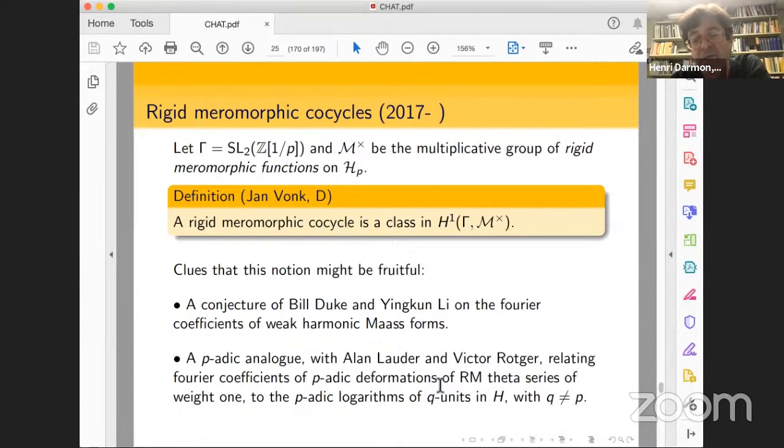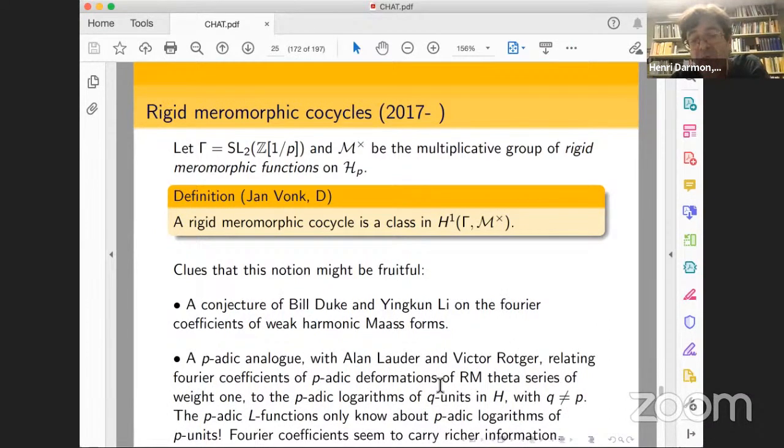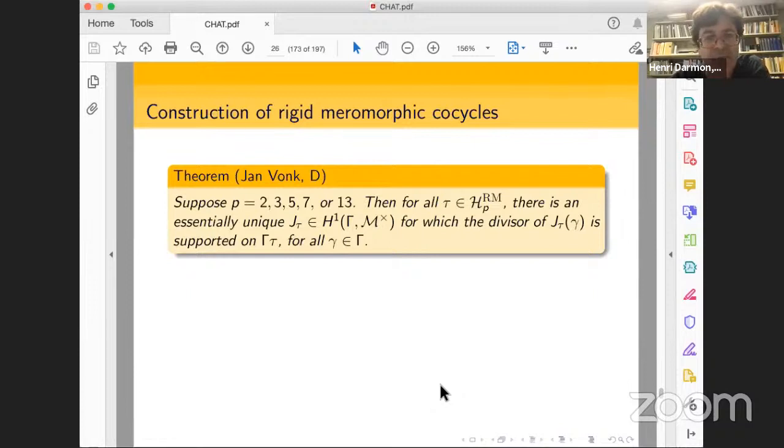And this kind of formula was very important because when you look at p-adic L-functions in the spirit of the Gross-Stark conjectures, you realize the leading term of p-adic L-functions only knows about p-adic logarithms of p-units. And so the Fourier coefficients of these p-adic deformations of modular forms carry richer arithmetic information because they also know about the p-adic logarithms of q-units for q not equal to p. So that was the first time that we thought that by some kind of conceptual analytic approach, we might be able to obtain genuine logarithms of general algebraic numbers.